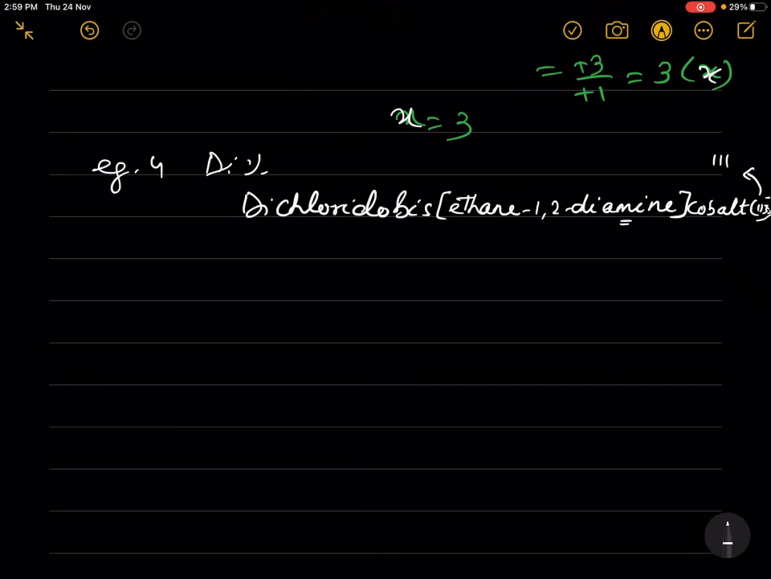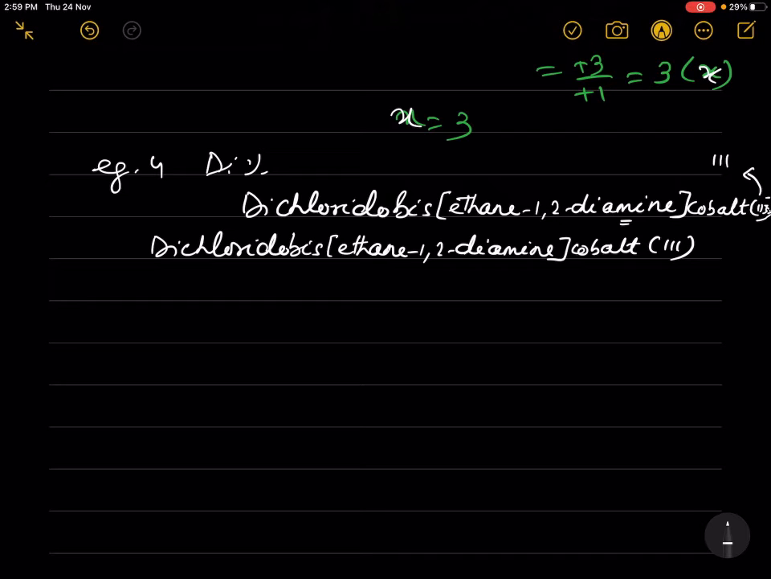Dichlorido, let me write again. Dichlorido bis ethane 1,2-diamine cobalt 3. You see, this is a bidentate ligand, bigger ligand, so it is written in square bracket. And you see, the total name of the complex part is one word. There is no gap. Dichlorido bis ethane 1,2-diamine cobalt 3.